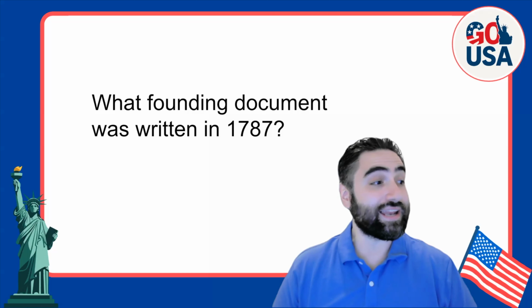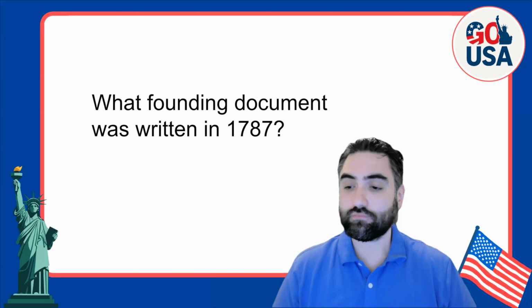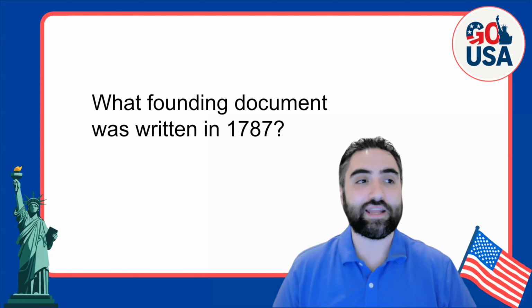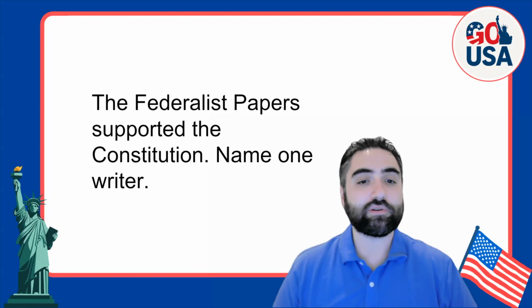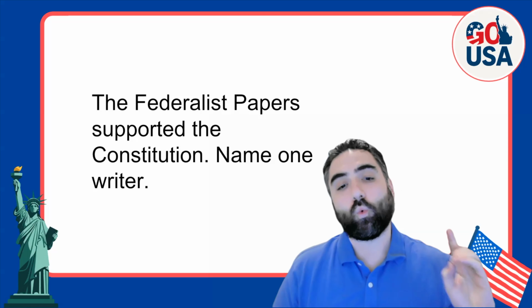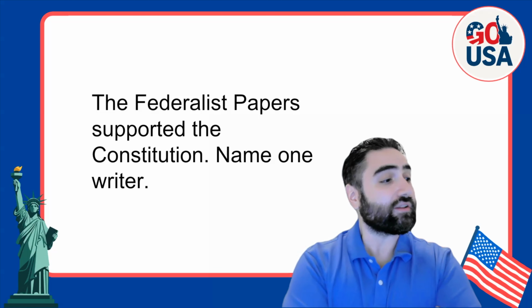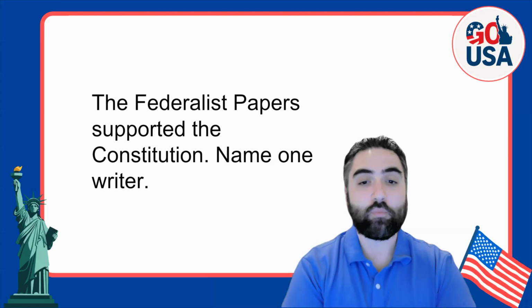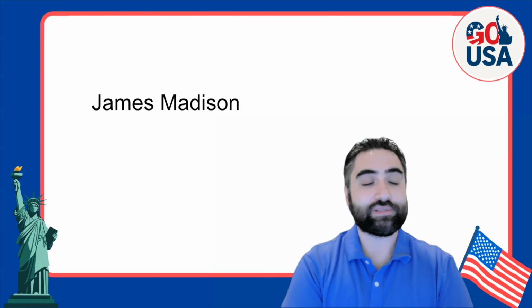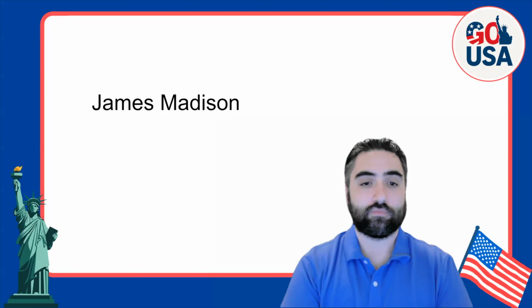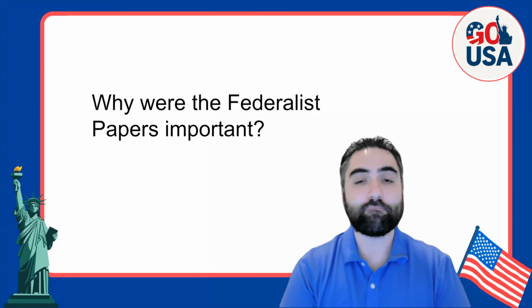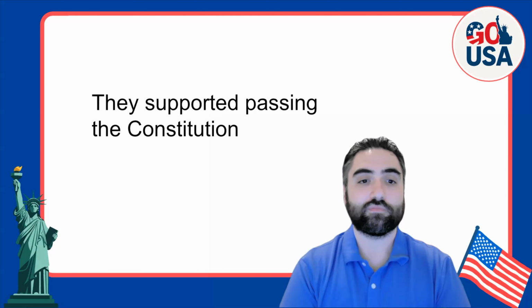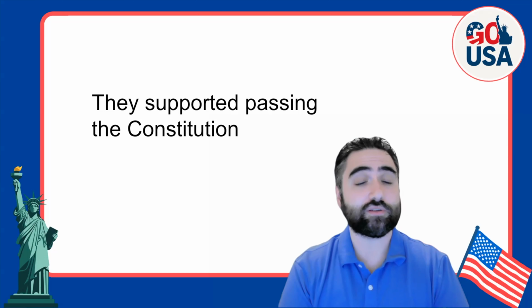What founding document was written in 1787? That would be the Constitution. The Federalist Papers supported the Constitution. Name one writer. James Madison. Why were the Federalist Papers important? They supported passing the Constitution.